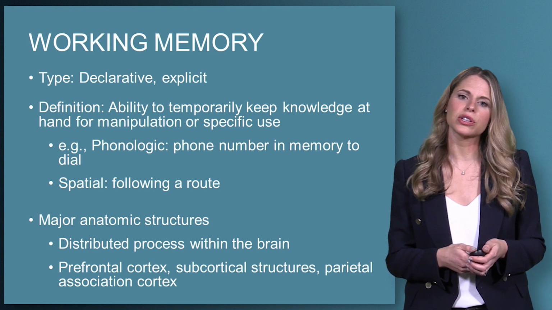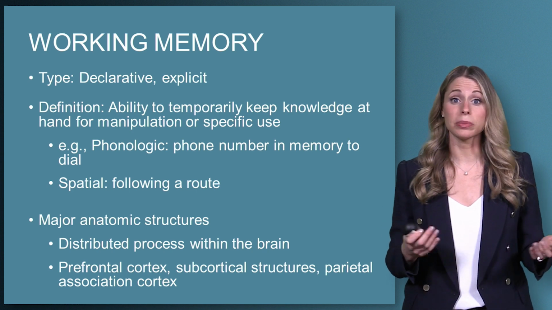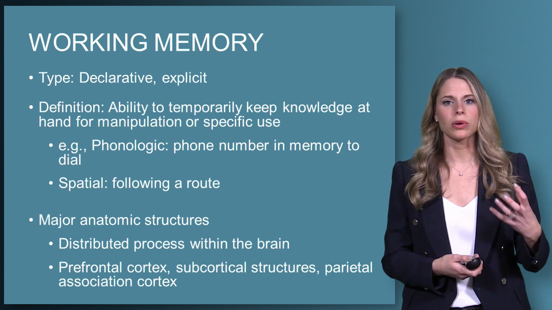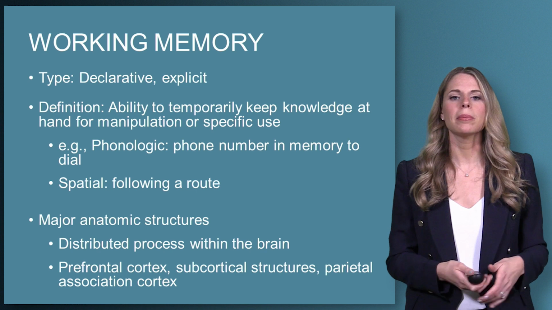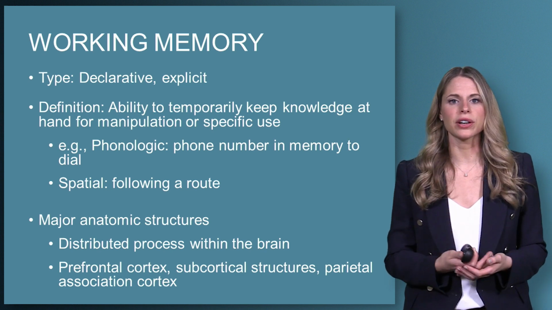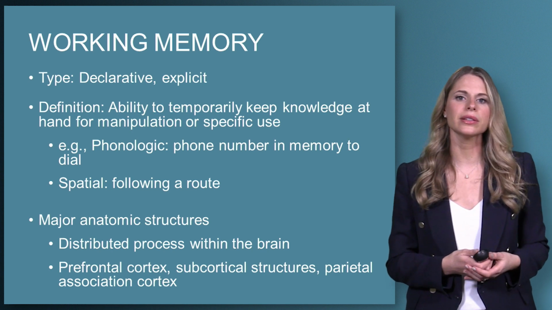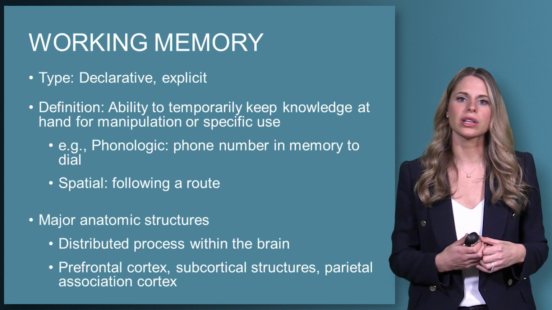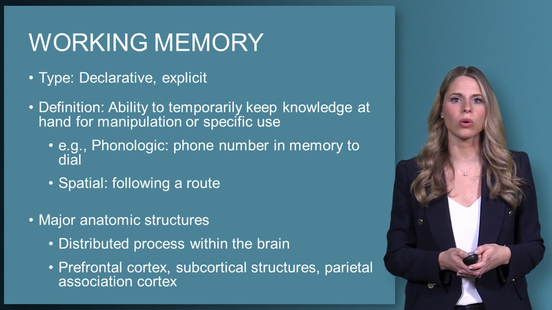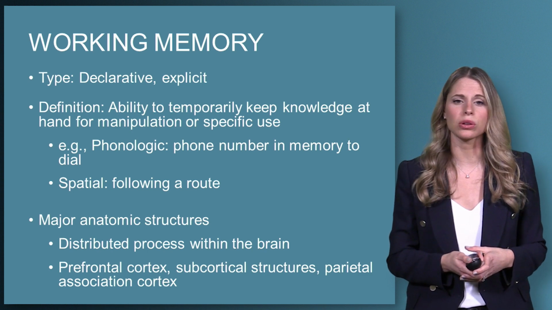In terms of its anatomic underpinnings, it's more of a distributed process in the brain as opposed to a specific localization, but we do know that it involves the prefrontal cortex, so the area at the very front of the frontal lobe sitting above the eyes, the subcortical structures, as well as the parietal association cortices, which are very important for spatial working memory.